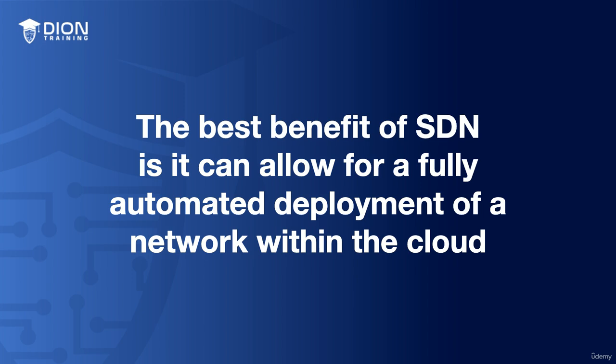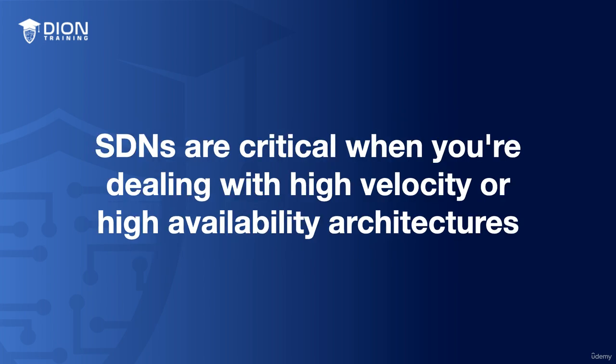So if you're running servers in the cloud and need to horizontally or vertically scale up to create more capacity, the system can actually detect that and automatically spin up additional resources for you and then add them to that SDN network. Because of all these automated capabilities and scalability, SDNs are critical when you're dealing with high velocity or high availability architectures, or if you're doing a lot of things inside of the disaster recovery space.